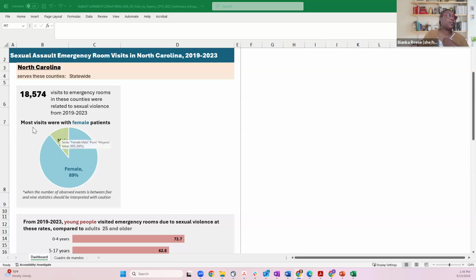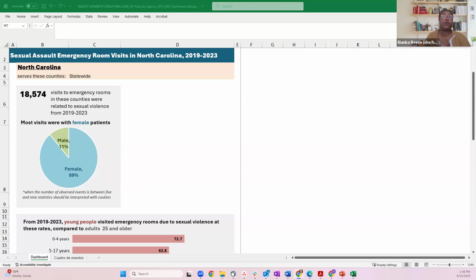The next set of data is about gender identity. And we're seeing this graph here that statewide, the majority of emergency department visits for sexual violence are among female patients compared to male patients. So 89% of the visits were among female patients and 11% were among male patients. And this is consistent with national data on help-seeking behavior. It could be that females are more likely to experience sexual violence or that females are more likely to seek medical care at the emergency department for sexual violence events.